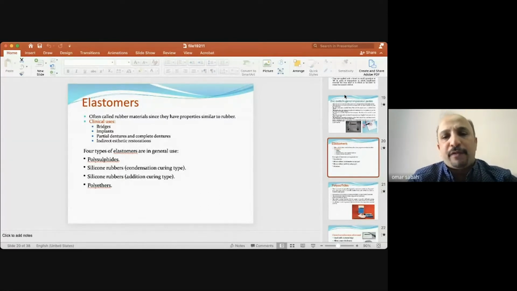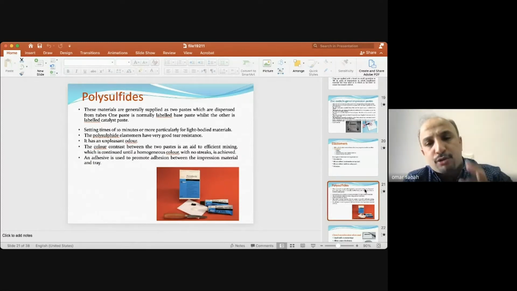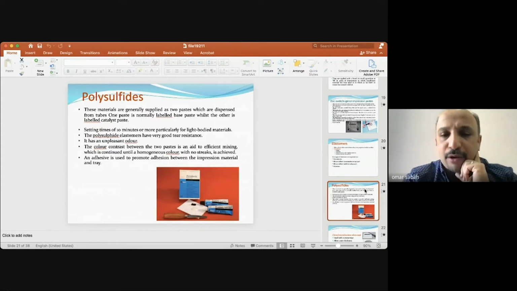From this point of view, I go to another material, polysulfides. If I look at the picture, it comes like a toothpaste tube, right? And you have a pad for mixing, and the same as zinc oxide eugenol, you have a catalyst and a base.